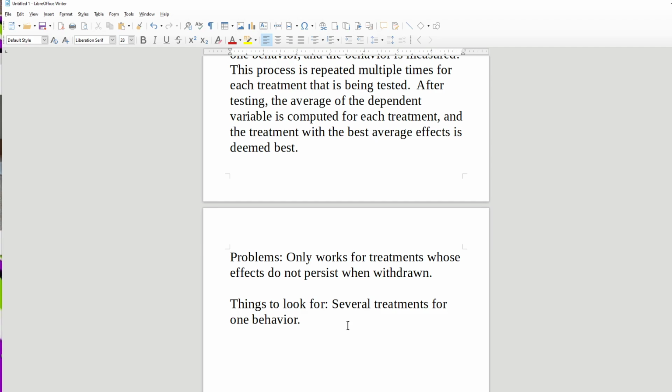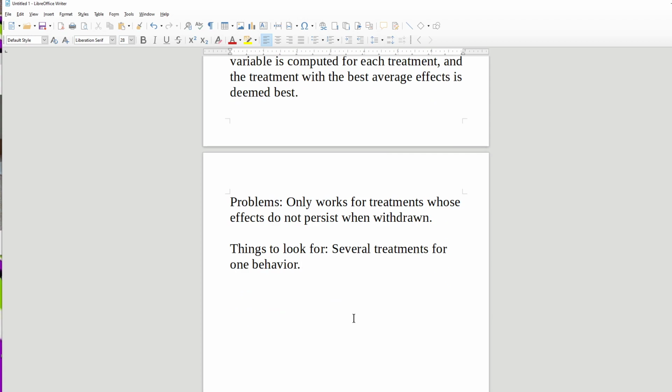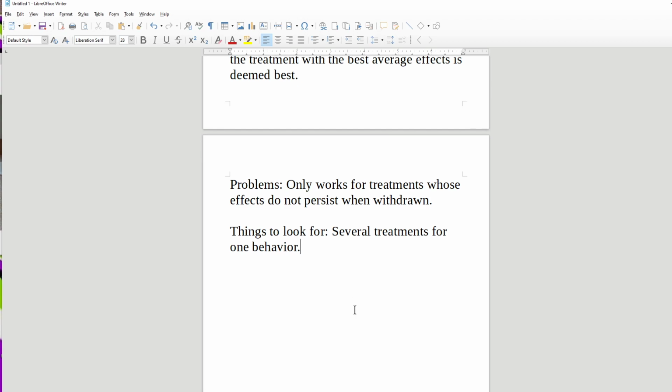So multiple baseline has multiple behaviors. And then multi-element design, that's when you've got one behavior you're treating, one dependent variable, and then several different treatments, and you want to figure out which treatment is best. That's the multi-element design. I would say the most common mistake I see people make is they'll put the multiple baseline design down when it's actually the multi-element design. So be careful about that.